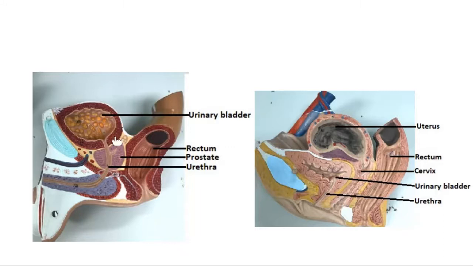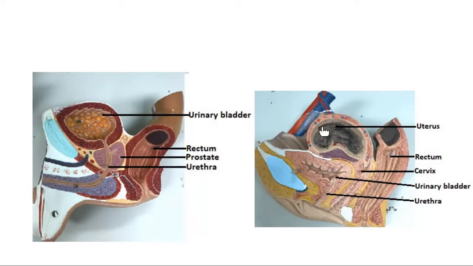Next. This is the male reproductive model. Here you are seeing the urinary bladder, rectum, and the prostate gland below the urinary bladder, and then the ureter. The part present inside the prostate is called the prostatic urethra, and then this urethra comes out in the penis, where it is called the penile part of the urethra.